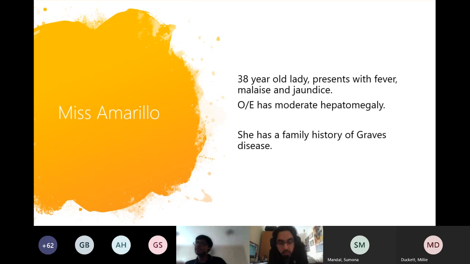38-year-old, fever, malaise, jaundice, hepatomegaly, and a family history of Graves' disease. What are you thinking about? Yeah, so anyone with a history of other autoimmune disease, especially endocrinology autoimmune diseases, you want to think about autoimmune hepatitis.